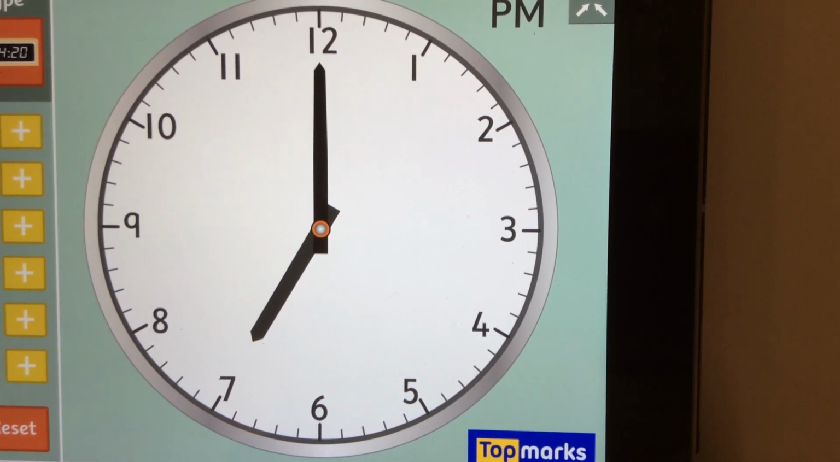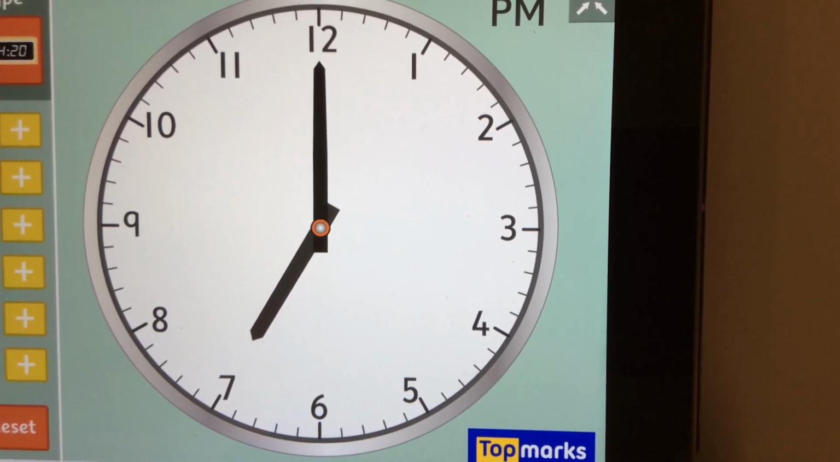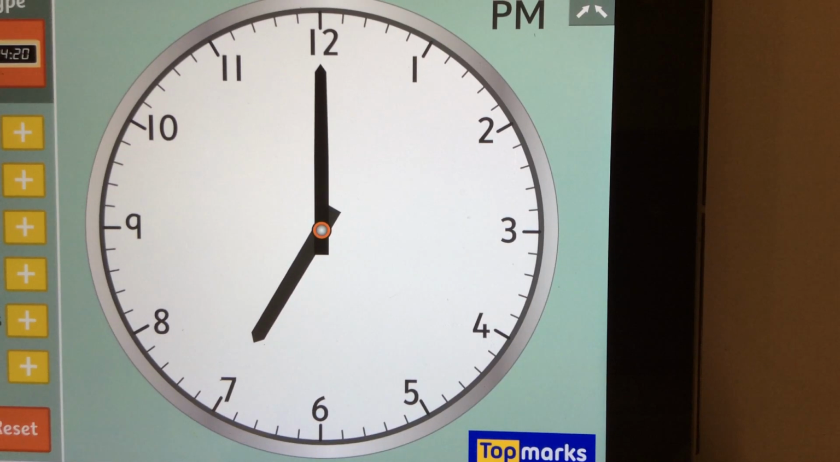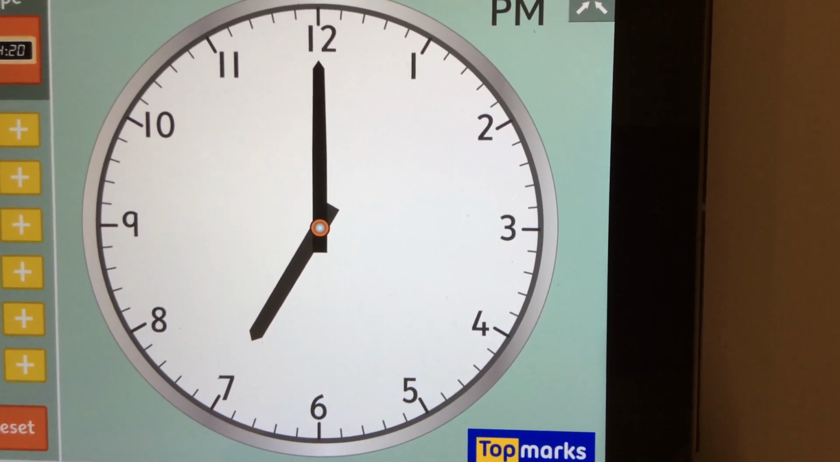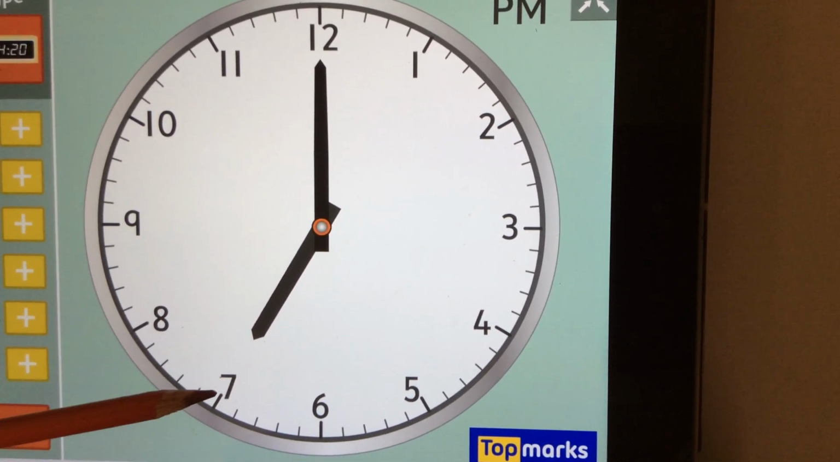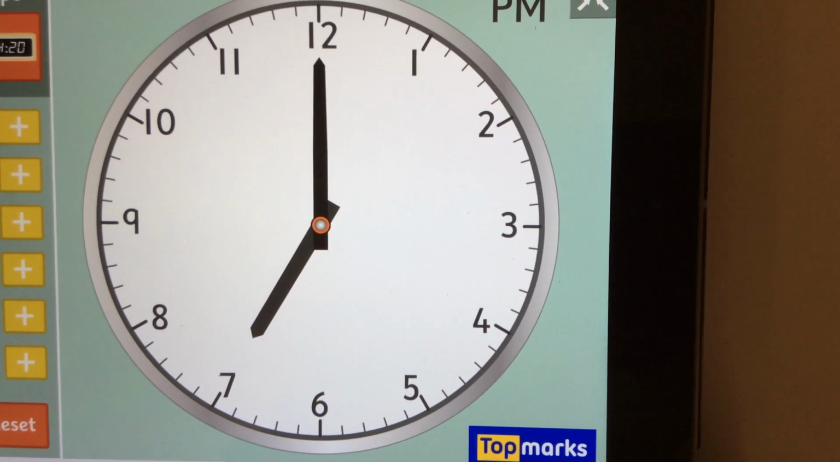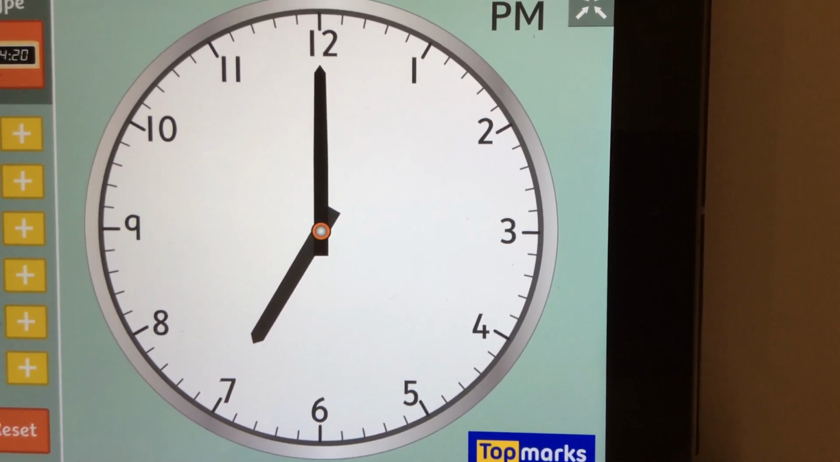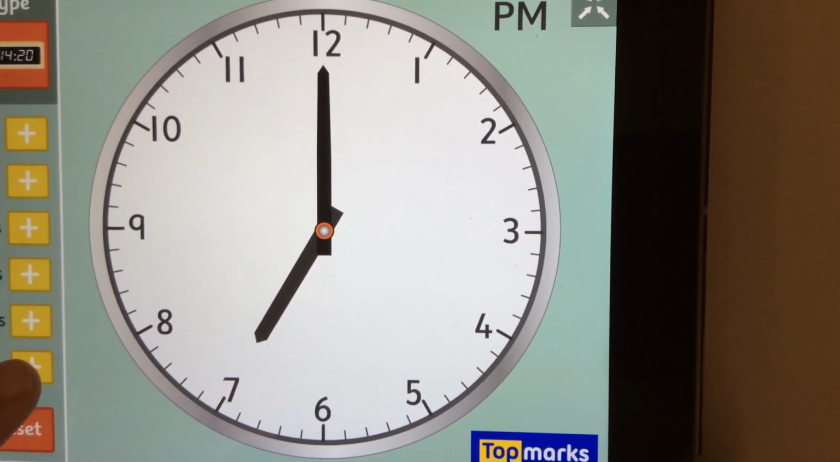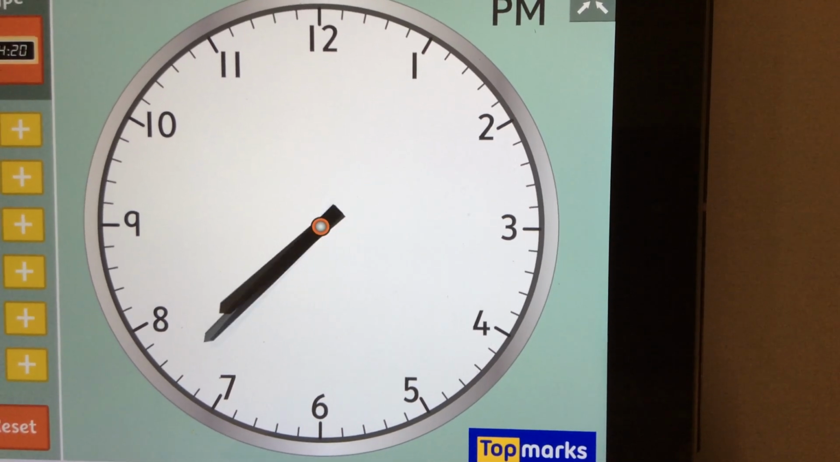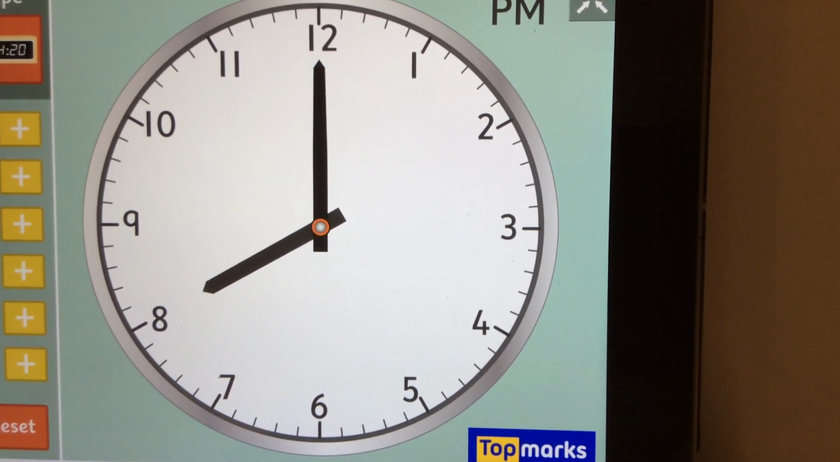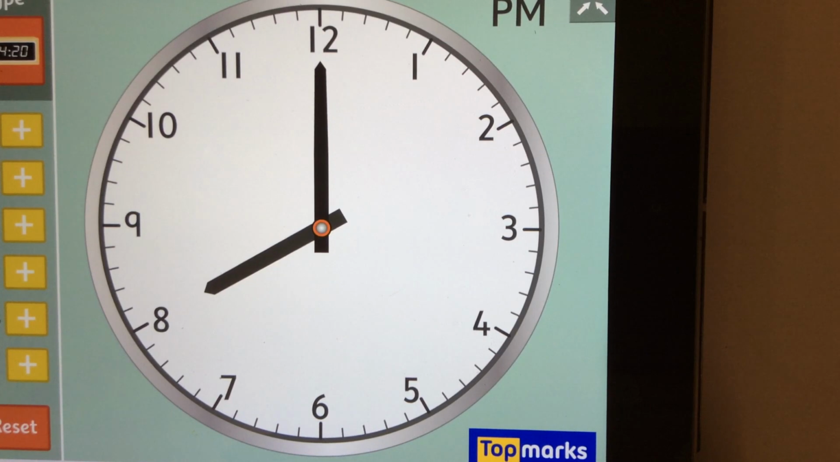Here's the next one. Look at the hour hand, it's pointing to the 12. Look at the minute hand, it's pointing to the 12. I do apologise for that. And look at the hour hand, it's now pointing to the 7. So what time do you think it is there? Bit of a clue there because I made a mistake. Write down what you think the time is now.